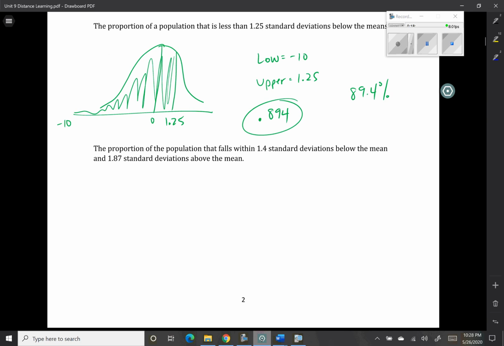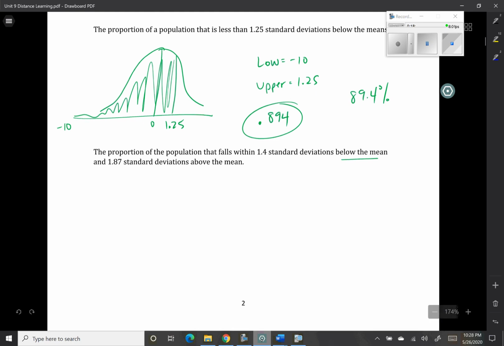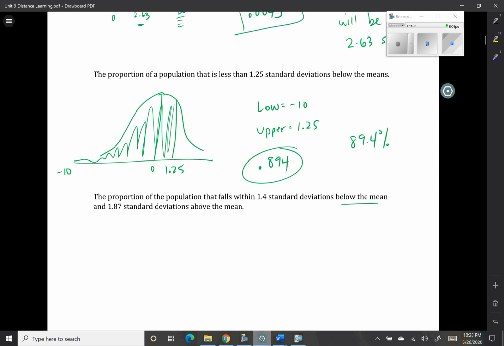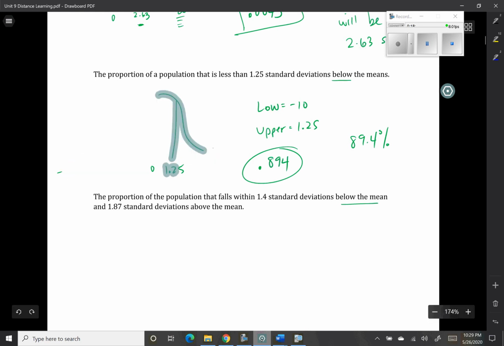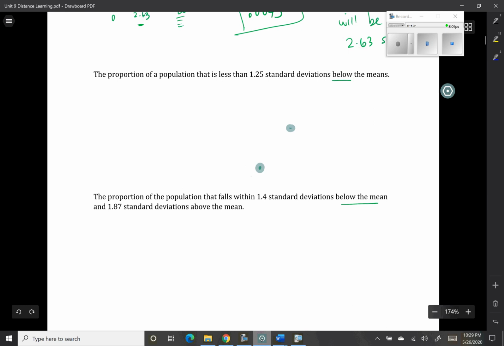Next question says, what is the proportion of the population that is less than 1.25 standard deviations below the mean? Oh no, I think I made a mistake. I made a boo-boo here. Erase this. This is all wrong. Tends to happen. All right, let's fix this up. That was wrong. See, reading is tough.